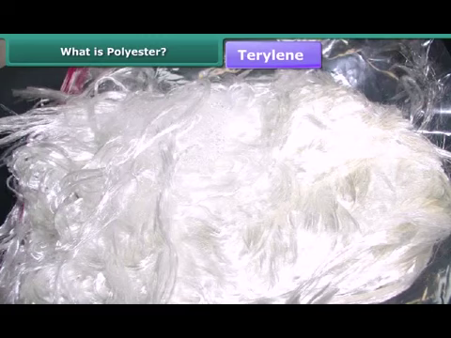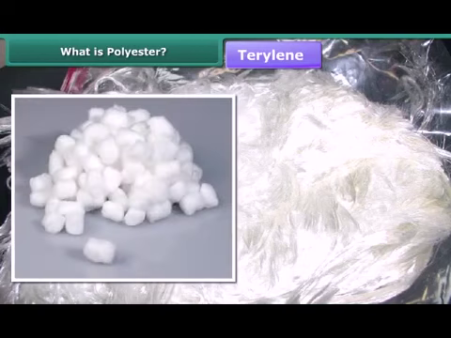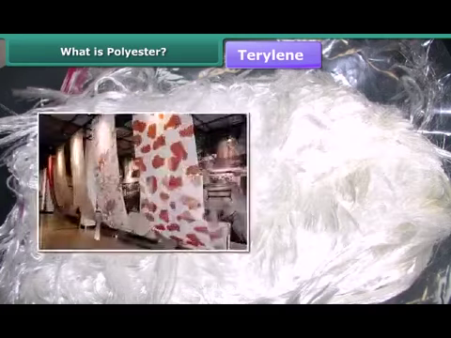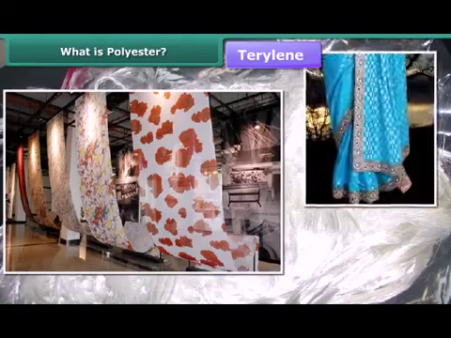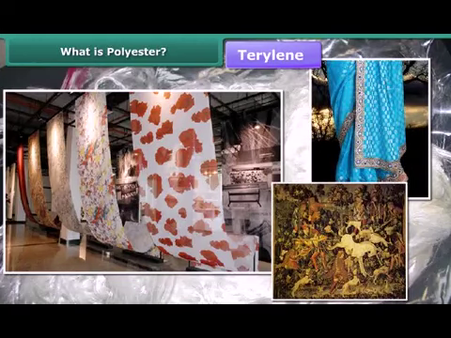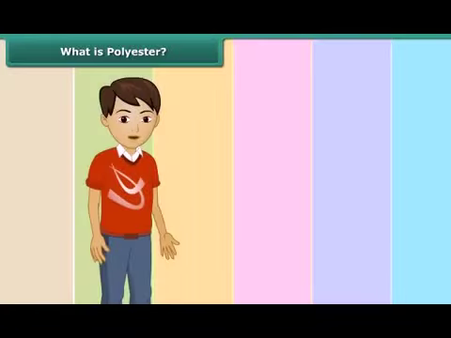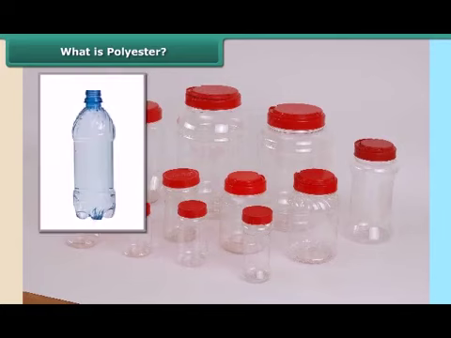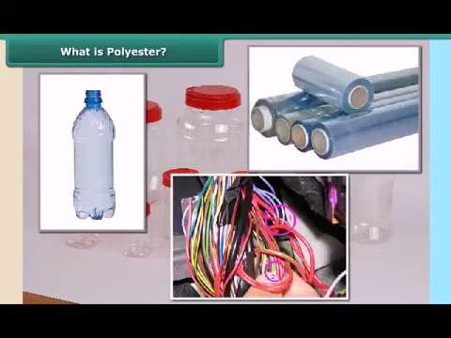Terylene can also be mixed with natural fibers like cotton or wool to give terrycot or terry wool respectively. Terylene is used extensively in textile industry to make clothes like saris, dress materials, tapestry, etc. Have you ever noticed that your mother always buys PET jars for storing rice, sugar, etc.? PET is a familiar form of polyester and is used for making bottles, jars, films, wires, etc.